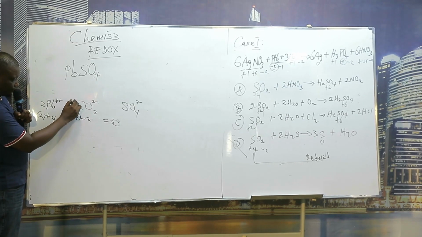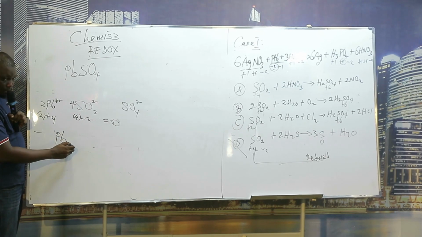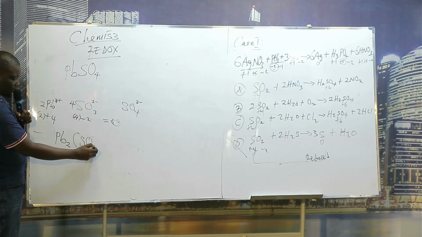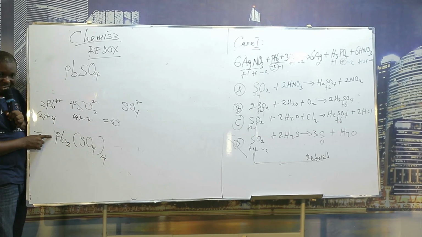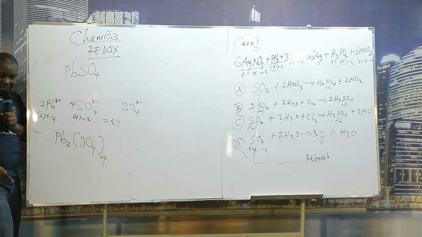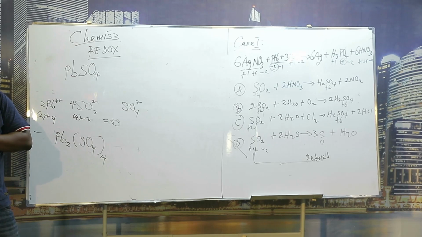This is what? 4. Well, let's write the formula down. It becomes Pb2(SO4) what? 4. How will I name this? Lead 4 tetraoxosulfate 6.